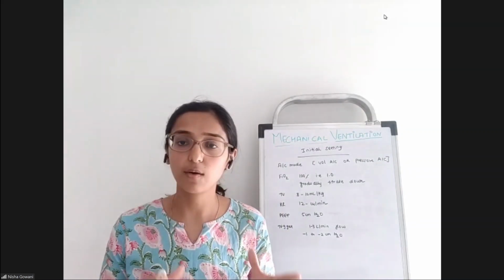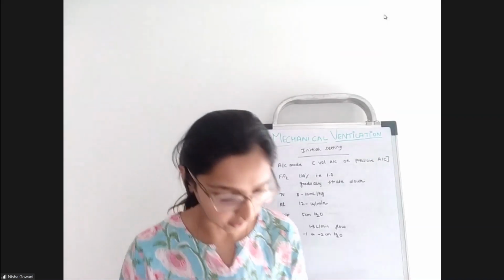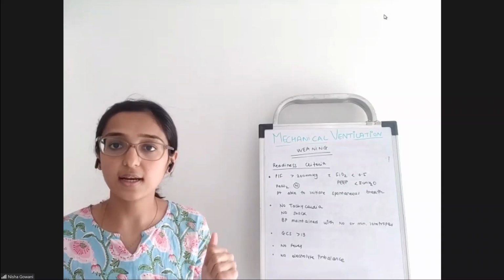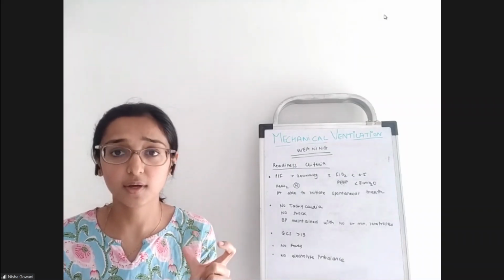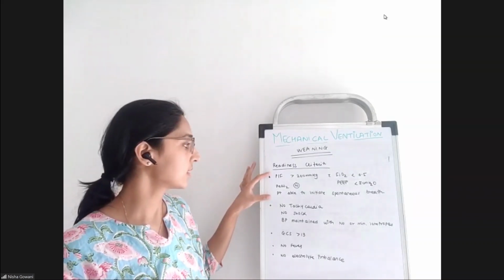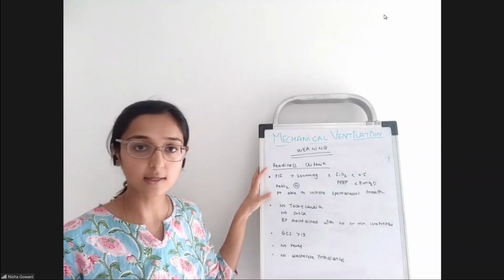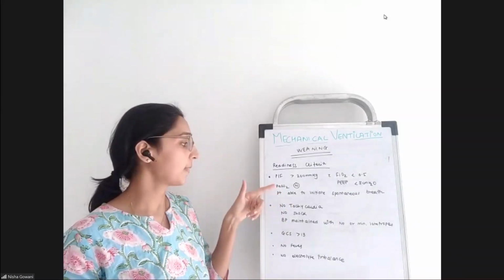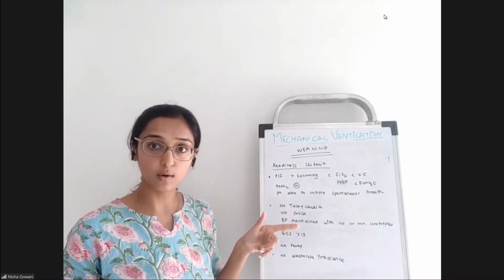Now let's understand how to wean off the patient from the mechanical ventilator. For weaning, the first criteria that you look at is the readiness criteria. That is, is the patient ready to start the weaning process? All right. So the first system that we look at is the respiratory system. So the patient should be able to take his own breaths. All right. The patient's PaCO2 should be normal.